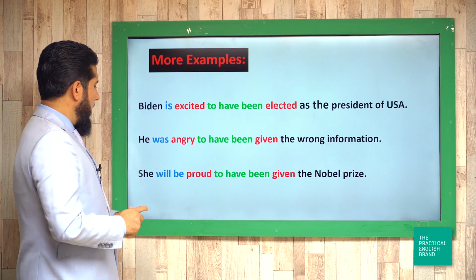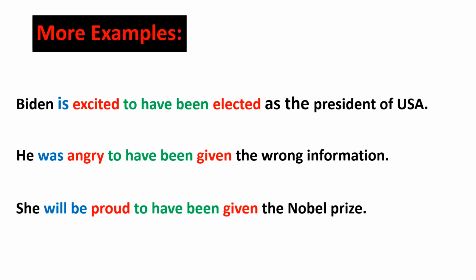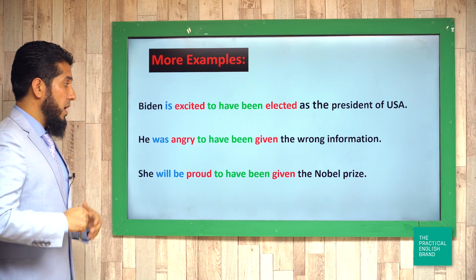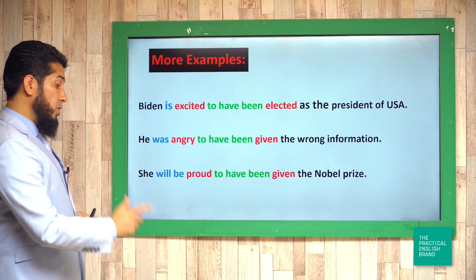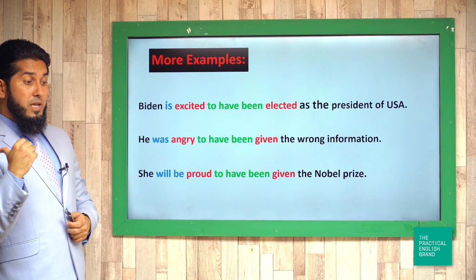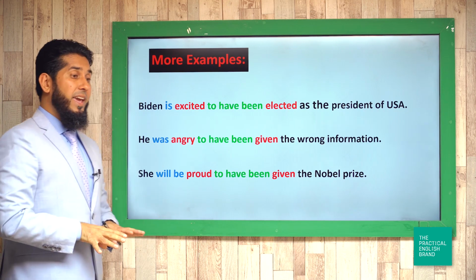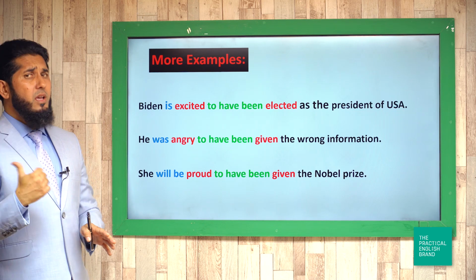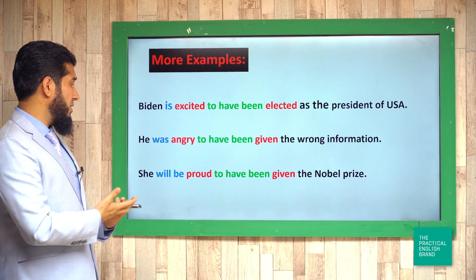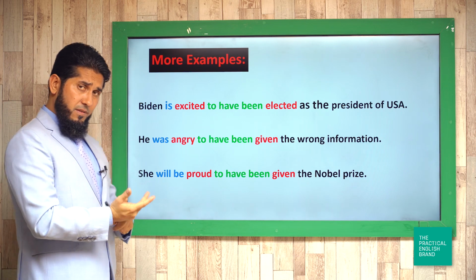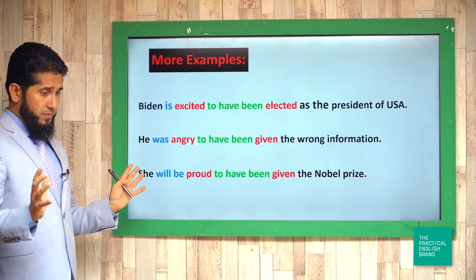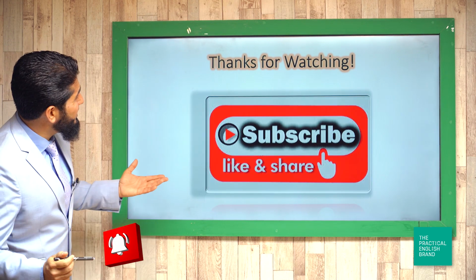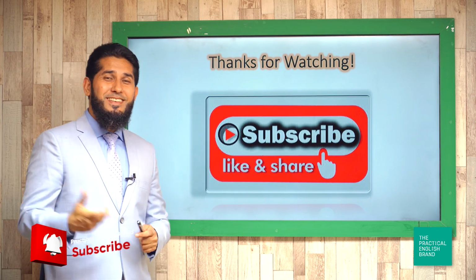That's the point. So she will be proud to have been given the Nobel Prize. Now, she will be proud in the future to have been given the Nobel Prize. She was given the Nobel Prize in the past, and she will be proud of it in the future. Again, we talk about the future remark of a past action. In simple words, the times of will be and given, these two verbs, are different. So now let's have a look at some more examples, but I think we're done with the examples.